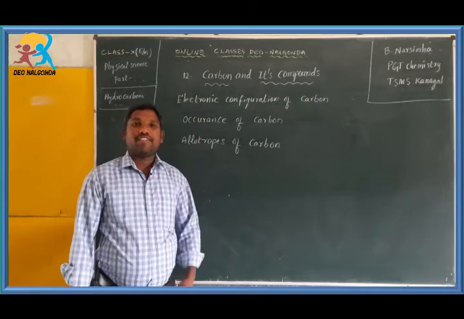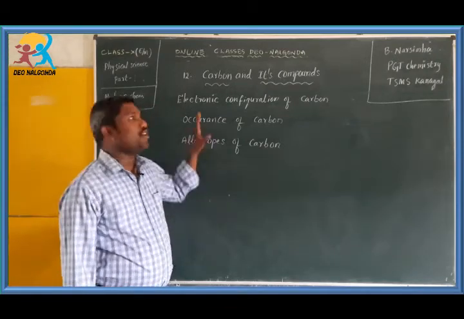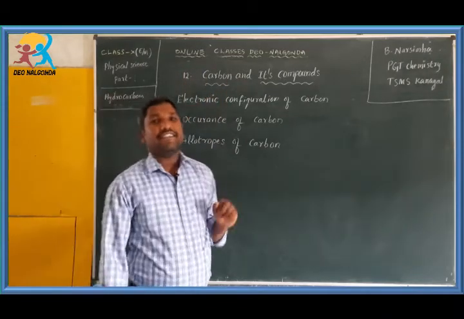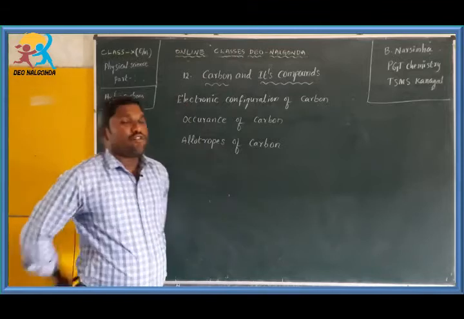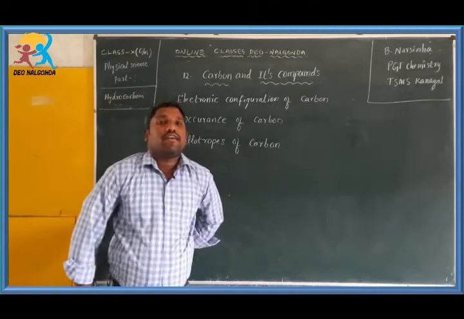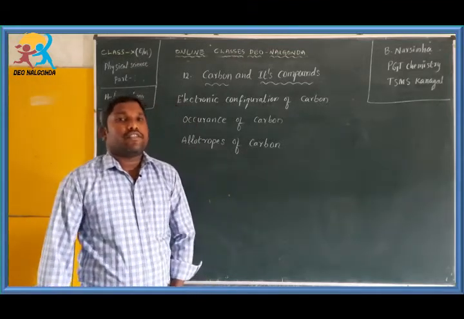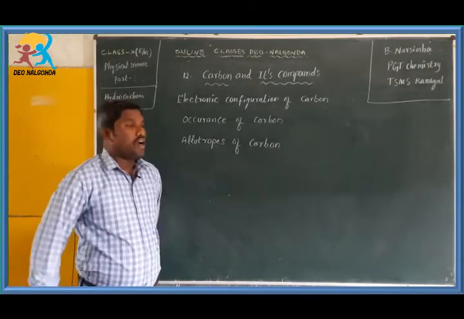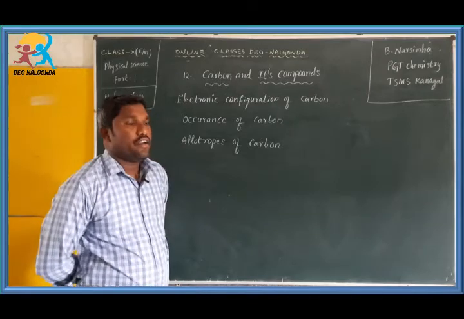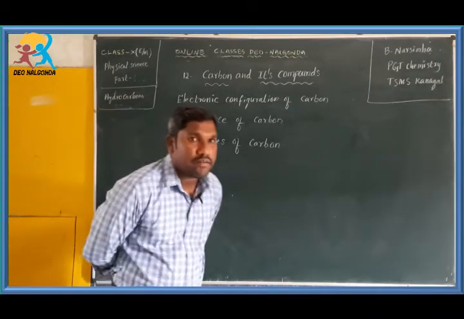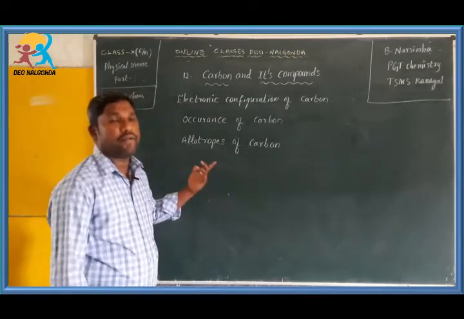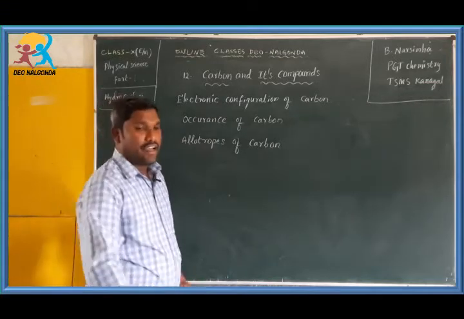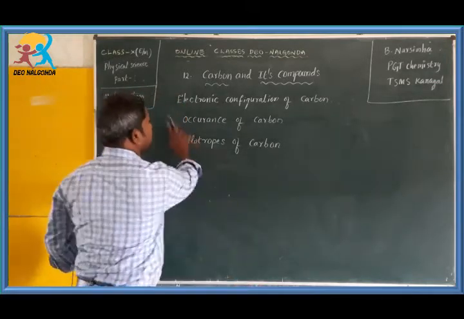Today we are discussing the chapter Carbon and its Compounds. There are three subtopics: the electronic configuration of carbon, occurrence of carbon, and allotropes of carbon. The first one is the electronic configuration of carbon.